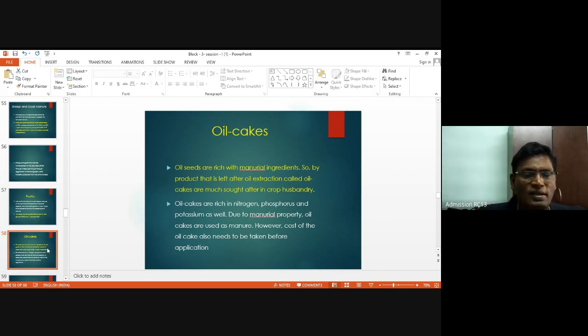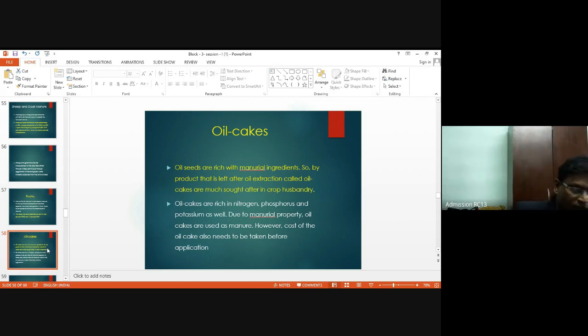Oil seeds are rich in many ingredients, so the by-product that is left after the oil extraction, called oil cakes, is much sought after in crop husbandry. So what are these oil cakes? After removing the oil from the seeds, the leftover thing from the extraction of the oil, we call oil cake. Oil cake is rich in nutrients.